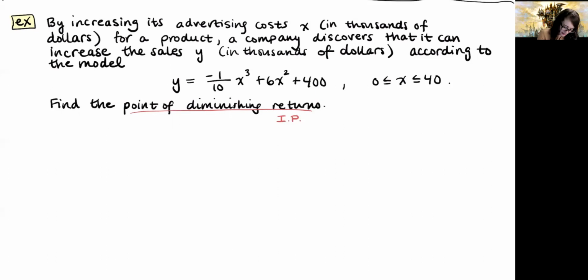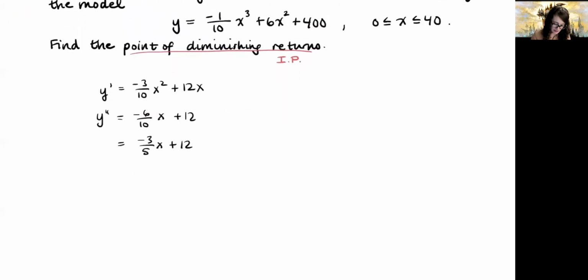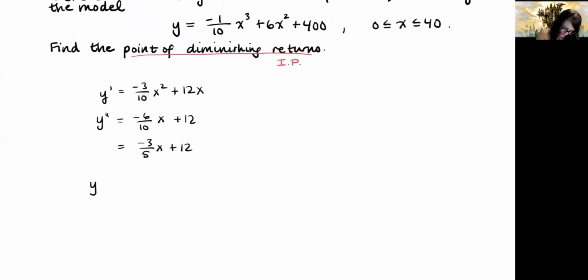Okay, so we're going to take the derivative and then take it again. So let's say this will be -3/10 x^2 plus 12x. The second derivative will be -6/10 x plus 12. Or we can divide 6 and 10 by 2, so that'll be -3/5 x plus 12. Okay, we want to find where the second derivative is equal to 0. So let's say second derivative equals 0.